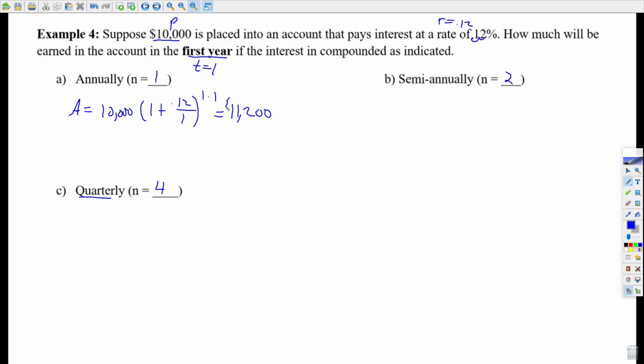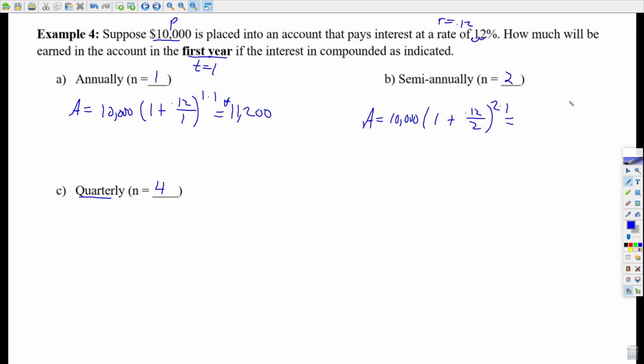Looks like I get 11,200. So make sure you can do that as well in your calculator or phone. All right, so that's if it happened one time in the first year. We're going to keep a lot of the numbers the same. We're only going to change the N value. So everything else is going to be copied over. So we have A equals same amount of money. We're just going to see what happens if they do it more than once a year. So we have 1 plus 0.12 over 2 raised to the 2 times 1 again.